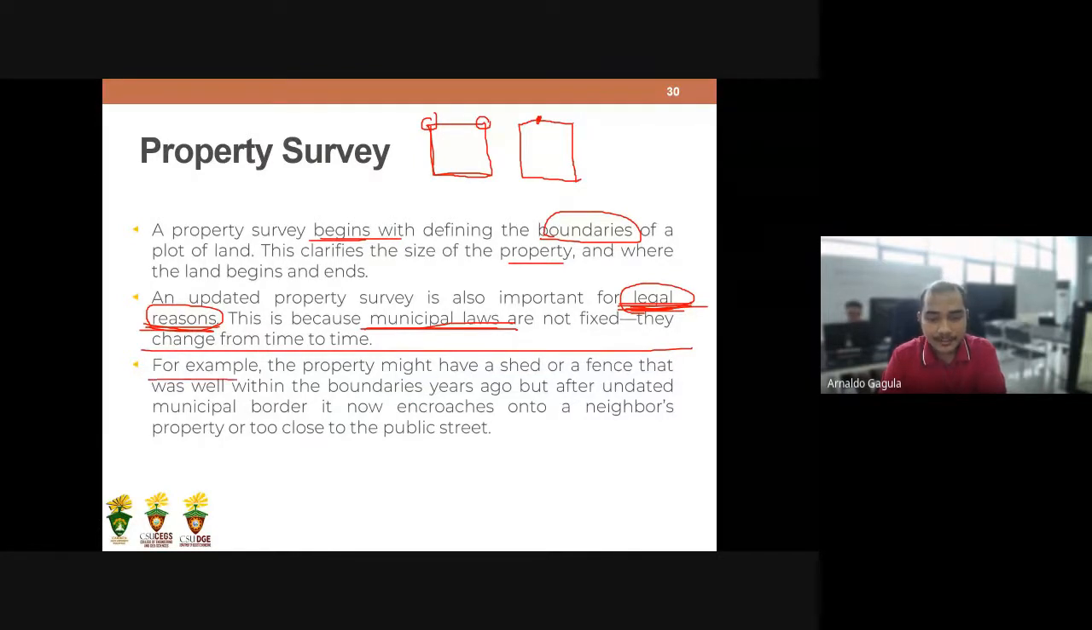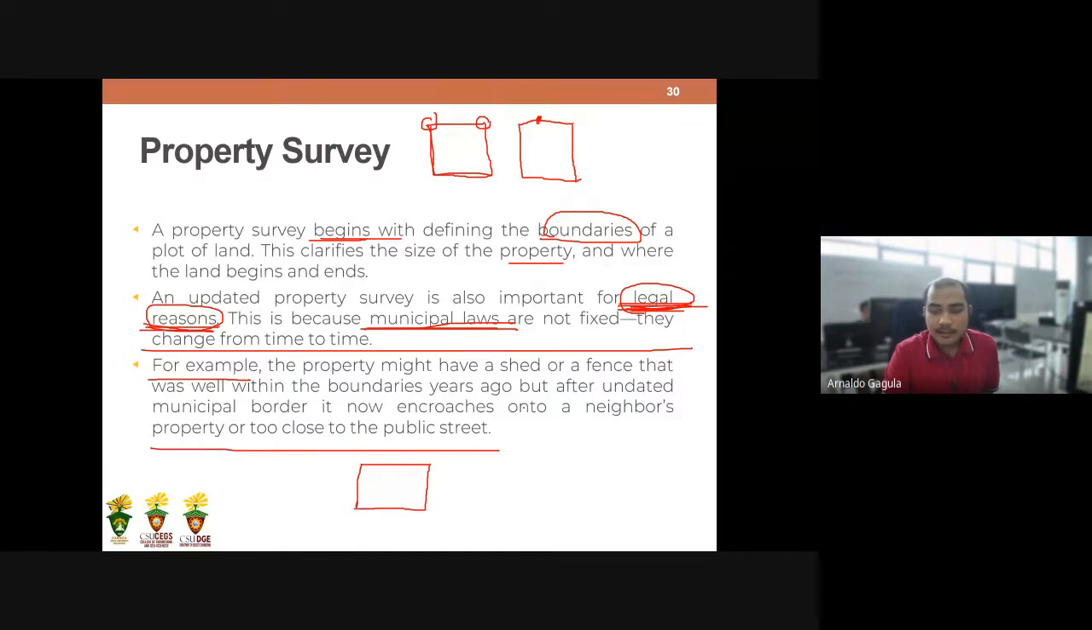So, another example of this is the property might have a shed or a fence, no, that was well within the boundaries years ago. But after unjetted municipal order, it now encroaches into the neighbor's property or too close to the public street. So, mo ni siya ang pinakasaklap, no? Kung mo-encroach na ang imuhang property sa isa ka property. Example, ang imong nasayran ka ni imuhang property, no?